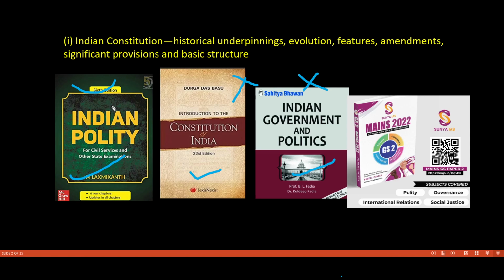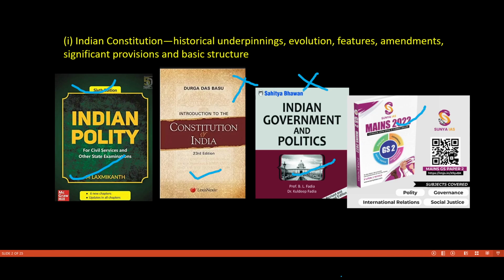One is the bare act that you read for your prelims when you want to answer MCQs. But other than that, M. Lakshmikant is the best interpretation of the Constitution for competitive examinations, so you should stick to this book. Other than this, what the GS paper 2 Sunya books do is give the concepts in a question and answer point format. How to write the concepts that you learn from M. Lakshmikant is given in this book.